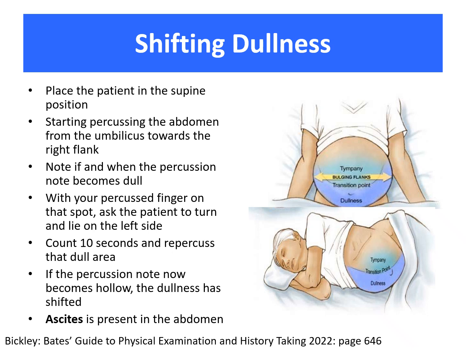The presence of shifting dullness, where the percussion note starts off as resonant, becomes dull because of fluid. And when you turn them away from you, that fluid then settles down towards the bottom of the left side of the abdomen, and air rises up to the top, and that previously dull area becomes hollow, then ascites is present.